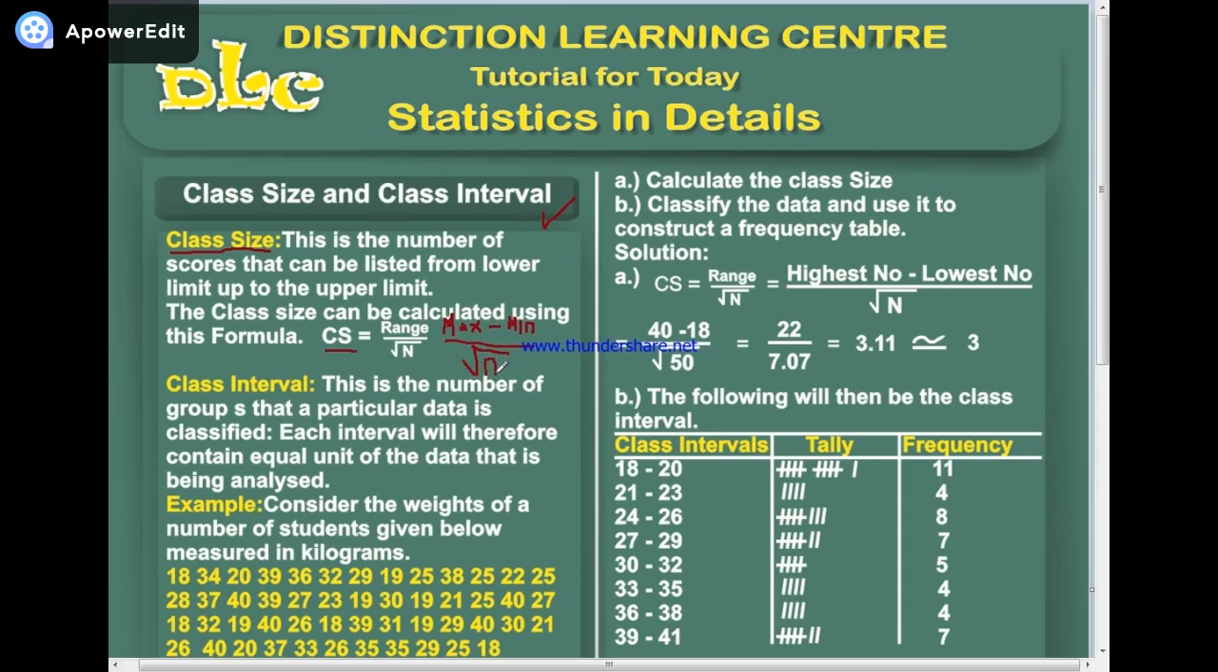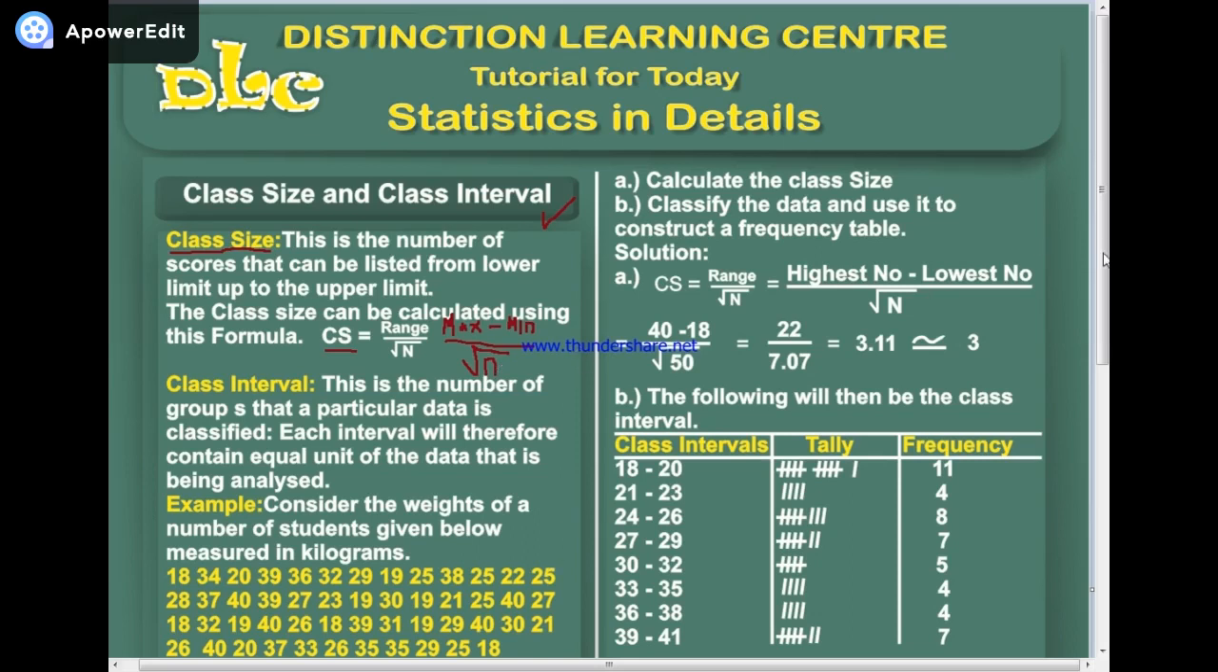So that is what we call class size. Class size means the number of scores that can be listed from the lower limit up to the upper limit. And also we have class interval.